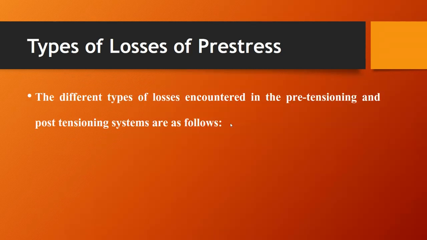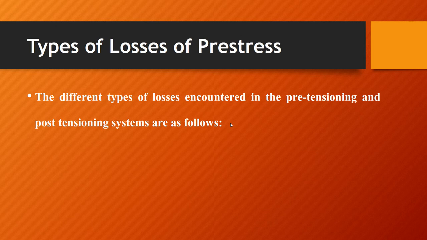But before discussing the loss of pre-stress due to shortening of concrete, let us see which types of losses we have to consider in case of pre-tensioning systems and in case of post-tensioning systems. The different types of losses encountered in pre-tensioning and post-tensioning systems differ, because these 2 systems are different. In the pre-tensioning system we apply a pre-tension to the tendons before casting of concrete, and in the post-tensioning system we apply tension to the tendons after casting of concrete. So that is the main difference.